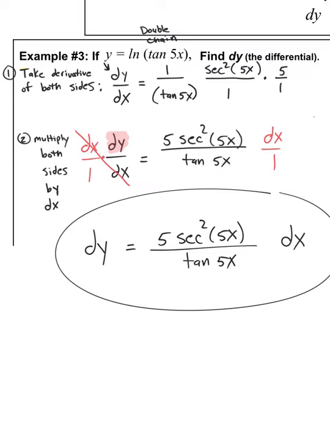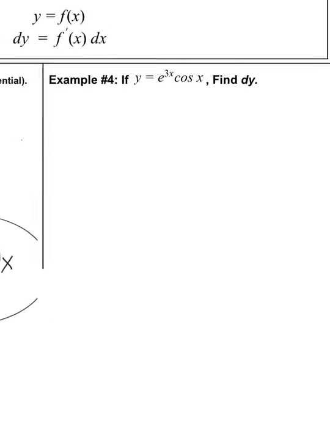Essentially, it goes like this. There's a nice shortcut: y becomes dy, you take the derivative, and you toss dx on the end. That's a pretty nice shortcut. All right, let's go to example 2 and finish this off.